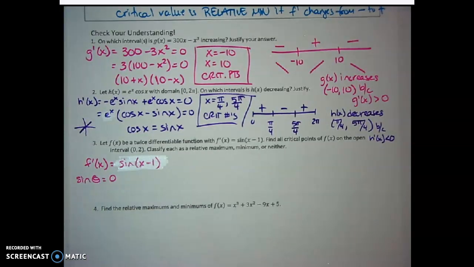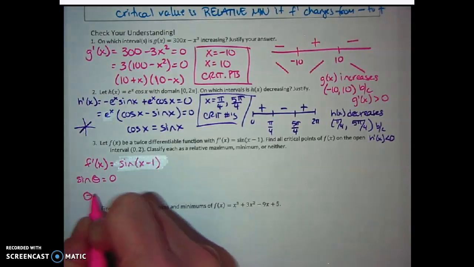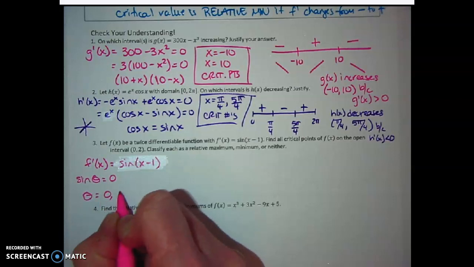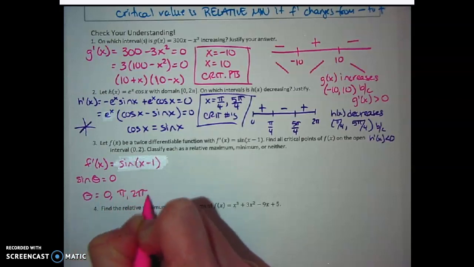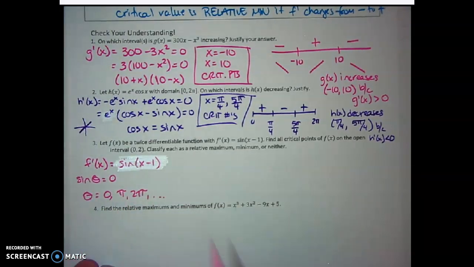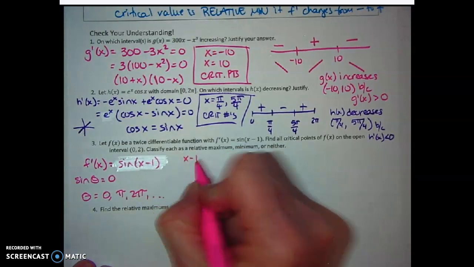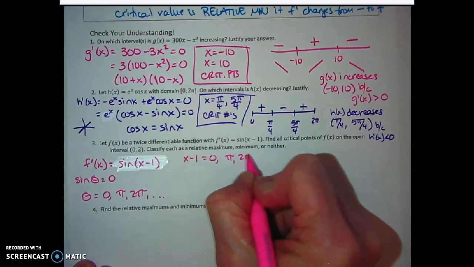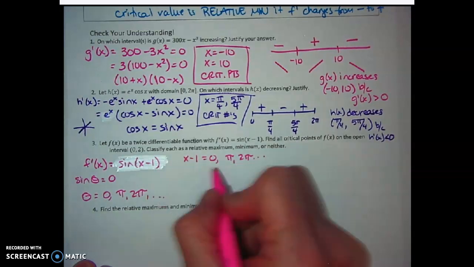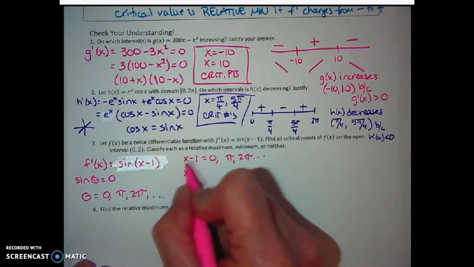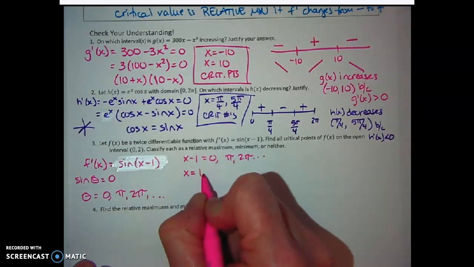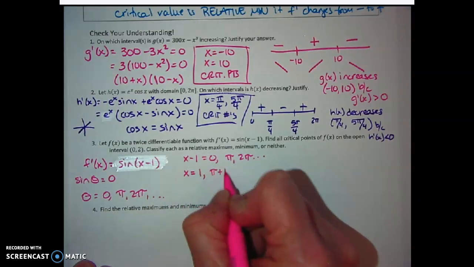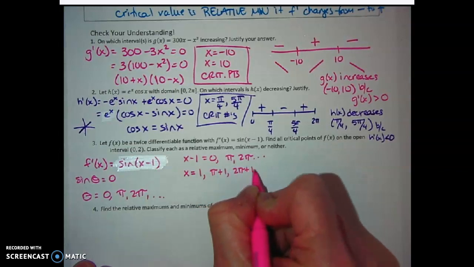So let's first of all think about when the sine of theta is equal to 0. In that case, theta would be 0, pi, 2 pi, etc. So that means that x minus 1 is going to equal 0, pi, 2 pi, and so forth. When we solve this for x, when I add 1, we're going to get that x equals 1, pi plus 1, 2 pi plus 1.